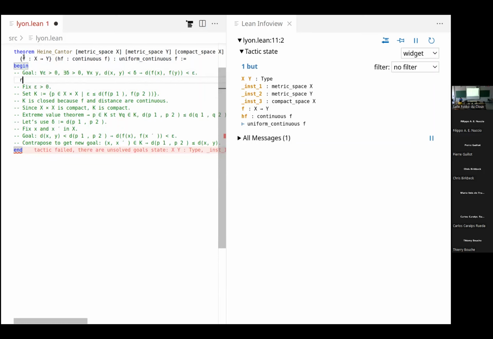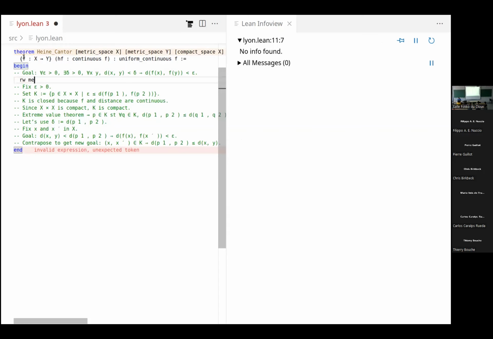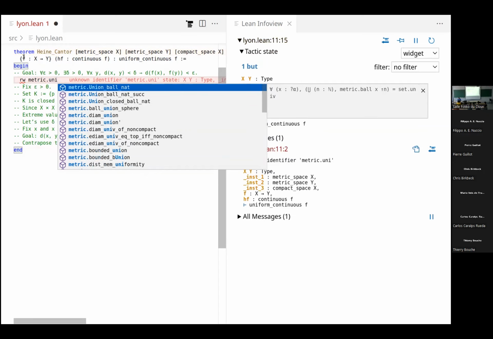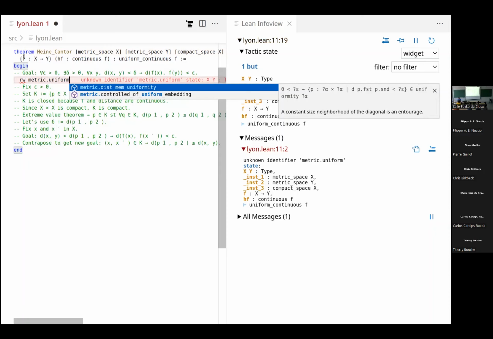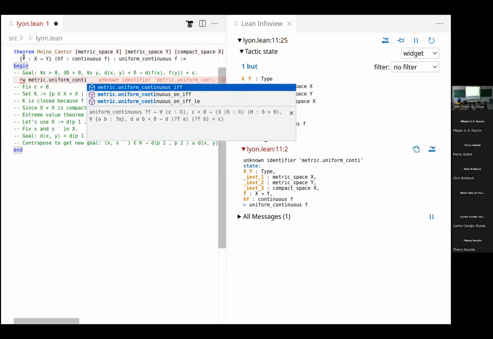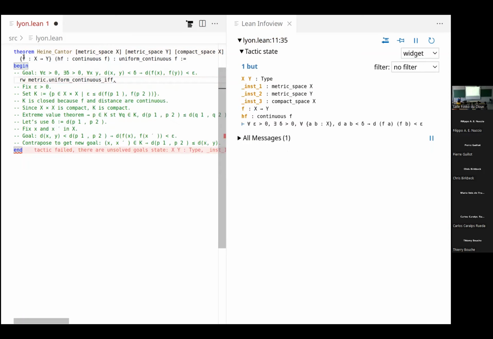So the first thing is I want to say that the goal is indeed this thing. So I know how to tell the computer to use the definition of uniform continuity. So I'm typing, you see on the left-hand side, I'm typing commands, and this command is rewrite using the lemma metric.uniform continuous if and only if. And now the goal has changed on the right-hand side. This is the computer answering my commands.